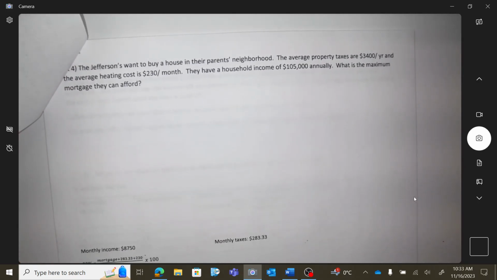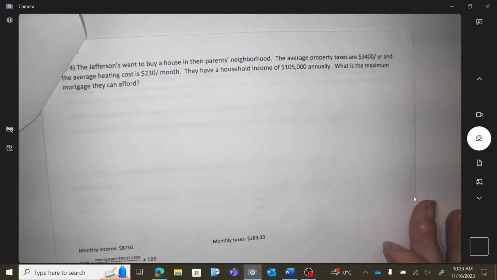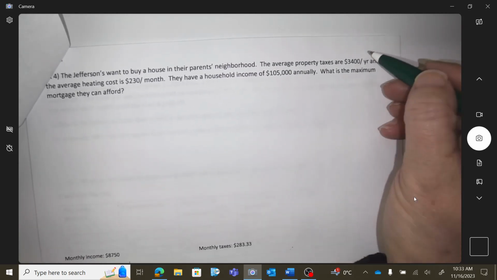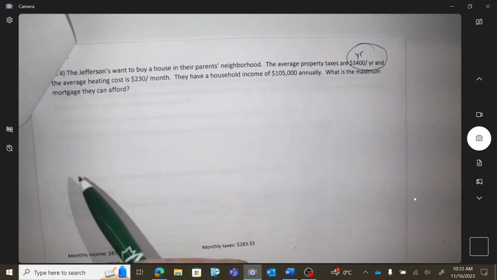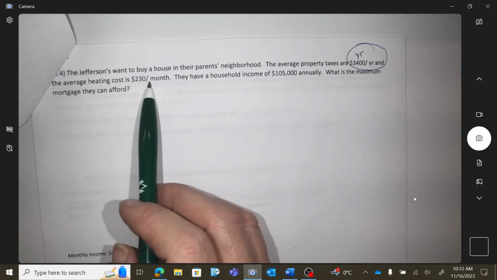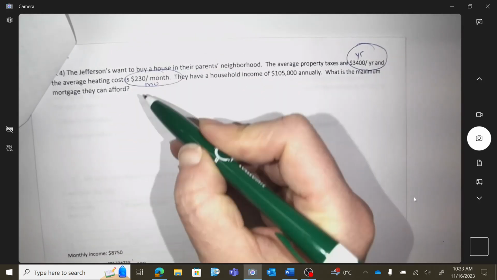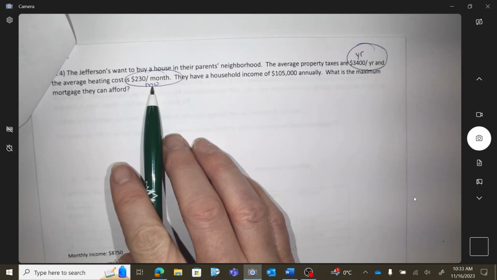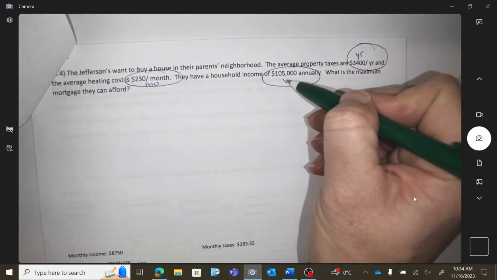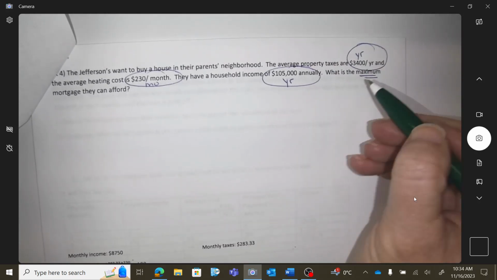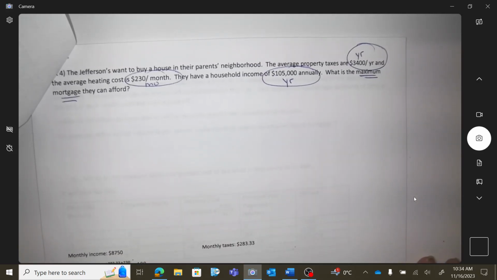Okay, we have a family that's trying to buy a house. The average property taxes are this much per year. So I'm going to write a year on that. We're going to have to do divide by 12, right? The average heating cost of this house is that much per month. They have a household income of this per year. What is the max mortgage they can afford? What is the max monthly mortgage they can do?